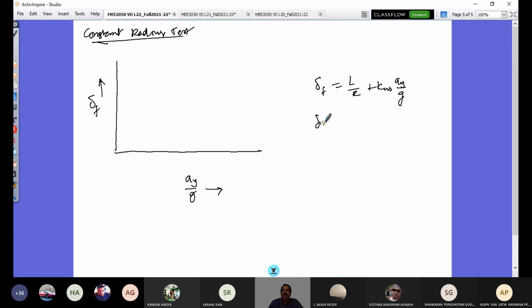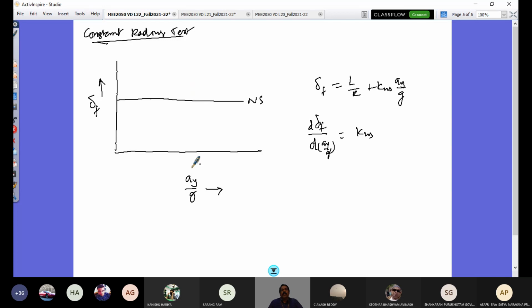So if I differentiate d delta F by d AY by G, what would I have? As this part is constant, I would have only KUS straight away. So this is very straightforward. When I have KUS as my slope, if this KUS slope is 0, what do you mean by that? That would be given by delta F is equal to L by R. So I would have a horizontal line. That's my neutral steer tendency of the vehicle, right?